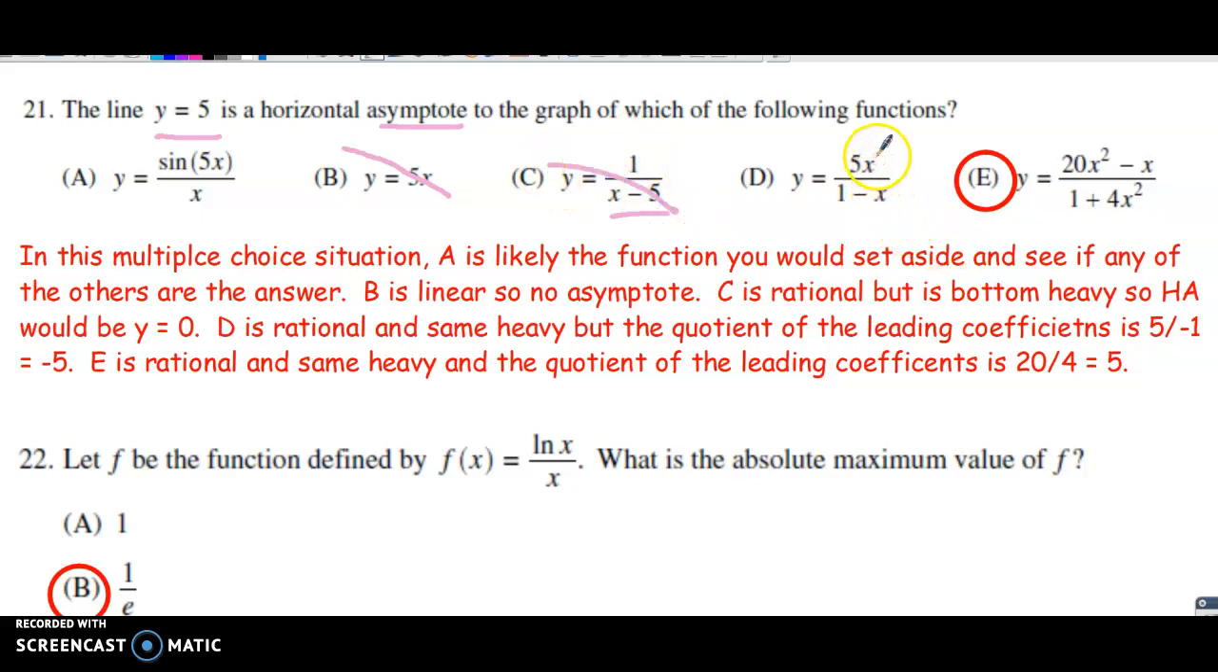In number D, I see that we have a same heavy function because the power of x in the numerator and the power of x in the denominator is the same. So we take the quotient of the leading coefficients, which is 5 over -1, which makes -5, so that one's out. And then lastly, we have same heavy because the degree in the numerator is the same as the degree in the denominator. So we take the ratio of the leading coefficients. Be careful, the leading coefficient in the denominator is 4, not 1, and 20 over 4 is 5, so we have our answer, and we don't ever have to worry about A.